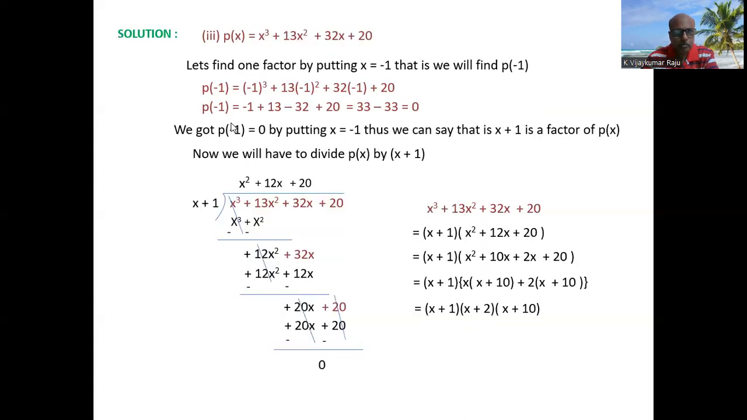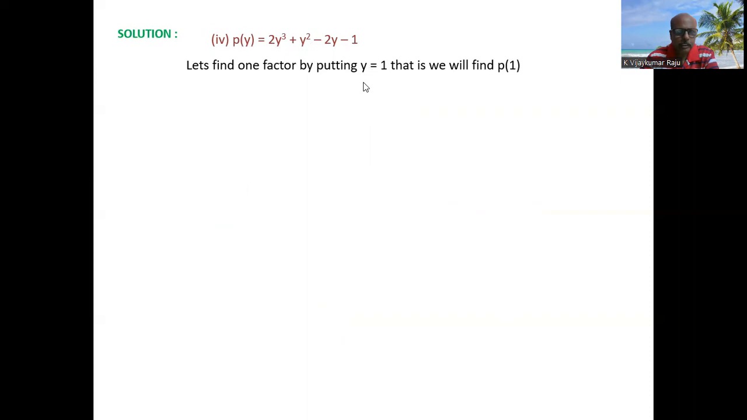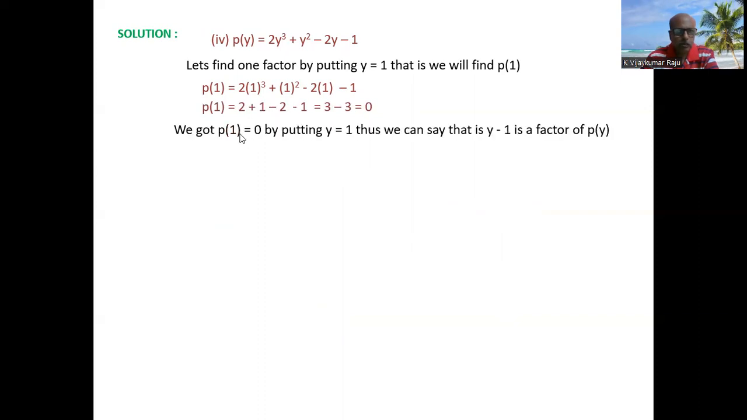Fourth one. Here 2 are negative, 2 are positive. So take positive. Take 1. Put value of 1. 2 raised to 1. This 2 plus 1 minus 2 plus 1. 3 minus 3 is 0. So P of 1 is 0. So y is equal to 1. Thus we can say y minus 1 is a factor. Y minus 1 is a factor.